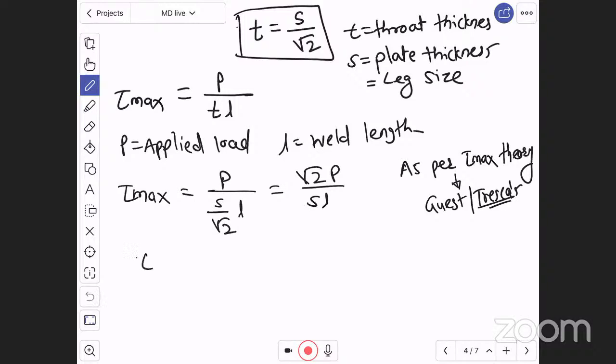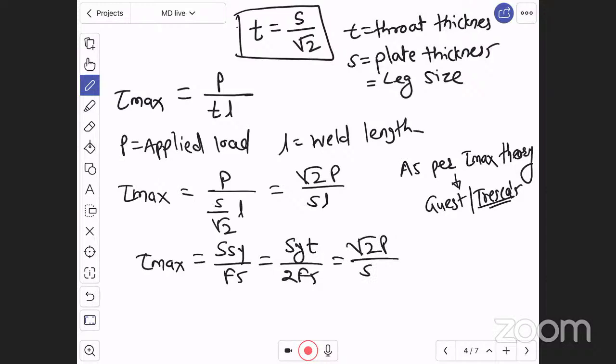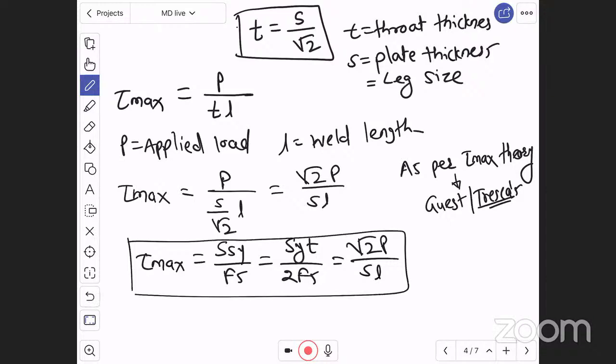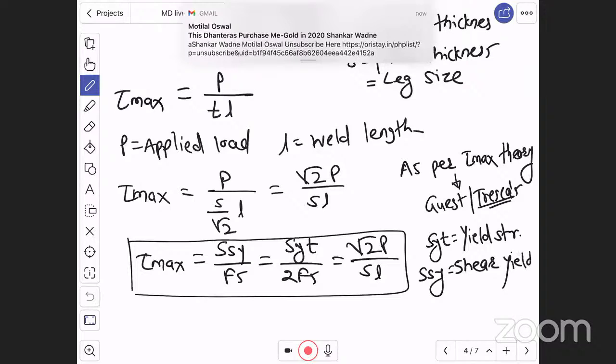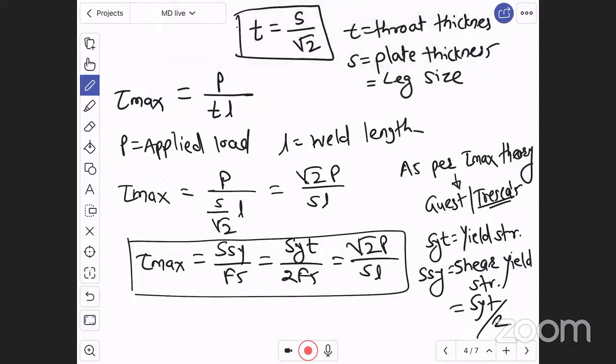This maximum shear stress is nothing but shear yield strength divided by factor of safety. Shear yield strength is nothing but yield strength divided by 2 into factor of safety, which is nothing but under root 2P divided by S into L, right? And SYT is yield strength, and SSY is shear yield strength, which is nothing but half of SYT, that we have learned in theories of failure topic, right?